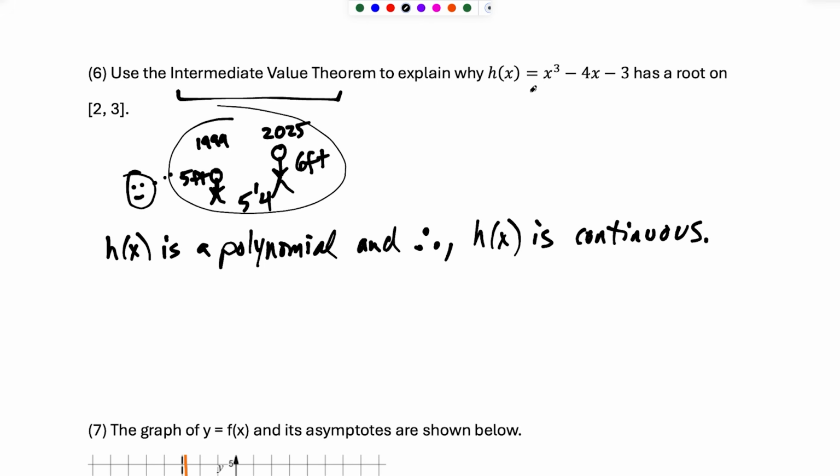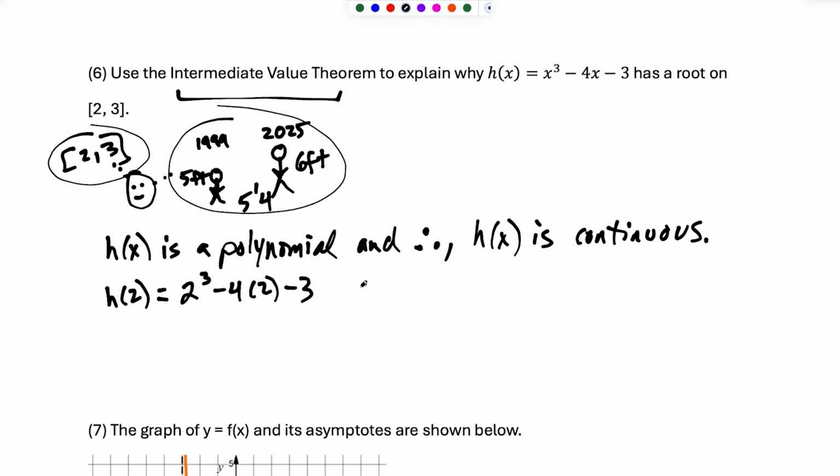So now the other work we have to show here is what's going on at the endpoints. The endpoints here, the 2 and 3, represent, let's say, the year 1999 and the year 2025. So all I do now is plug in. h of 2 is equal to 2 to the 3rd power minus 4 times 2 and then minus 3. So this gives us 8 minus 8 minus 3, which is equal to negative 3. And now I could plug in the other endpoint.